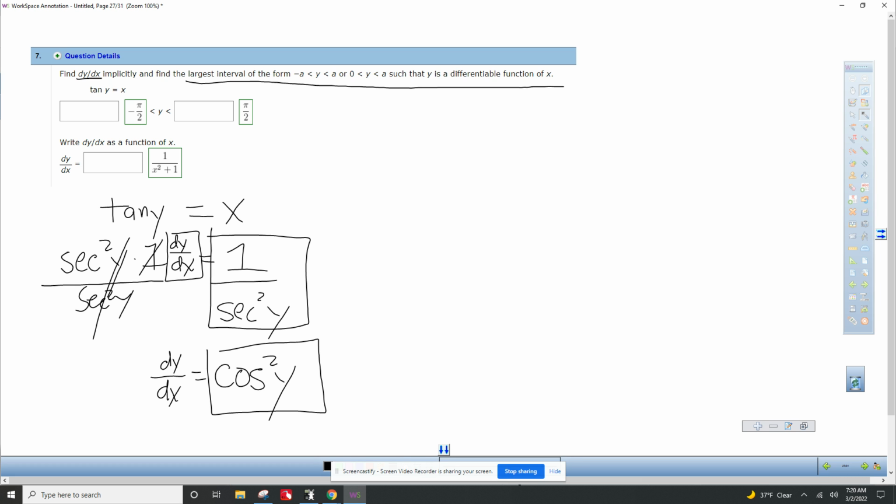All right, now here's where I got hung up. It's like, find the largest interval such that y is a differentiable function of x. So we're going back to the original function. That's the first thing that screwed me up. So how do I write y as a function of x, if it starts out like that? Well, I want to isolate the y. So how do I get rid of tangent? Well, I take the tangent inverse. So you get y is the tangent inverse of x.